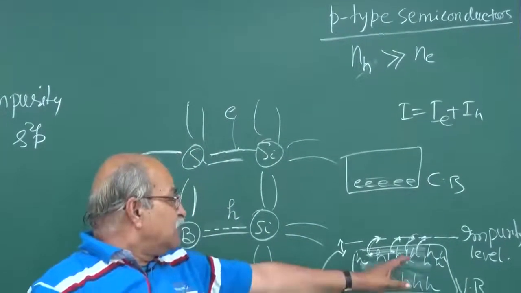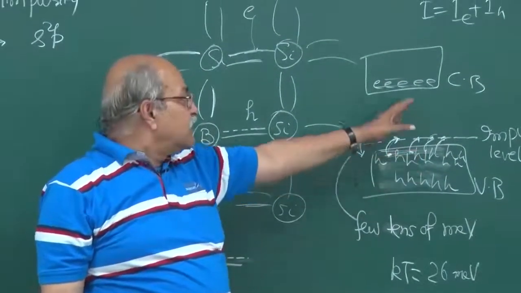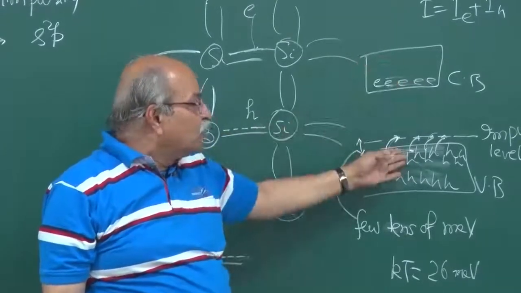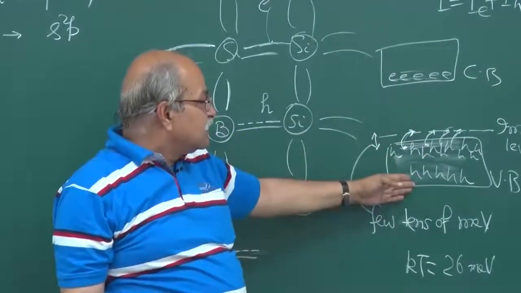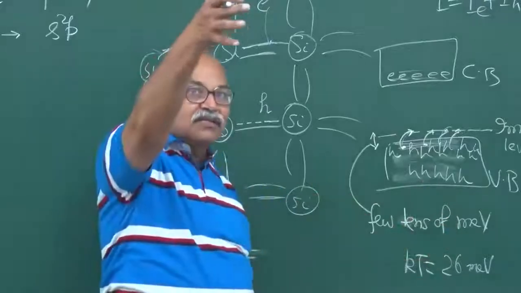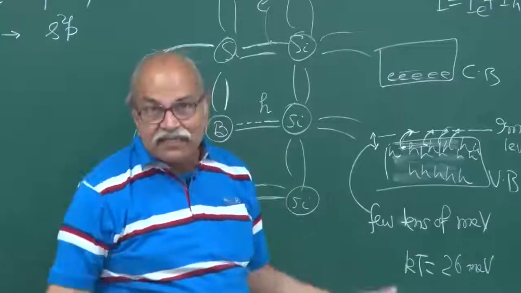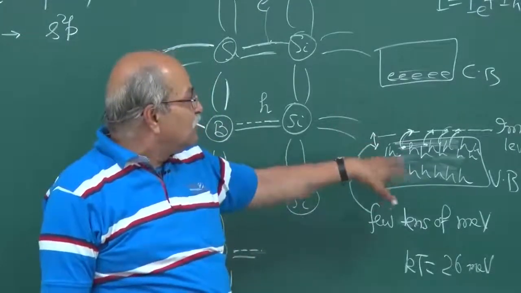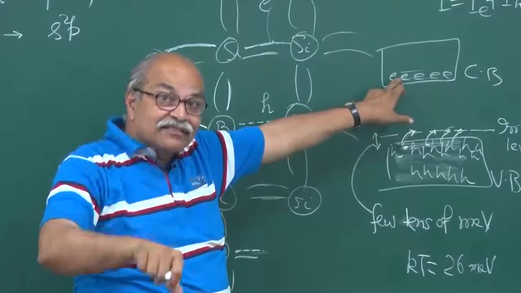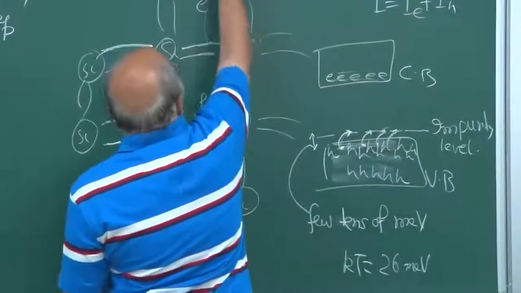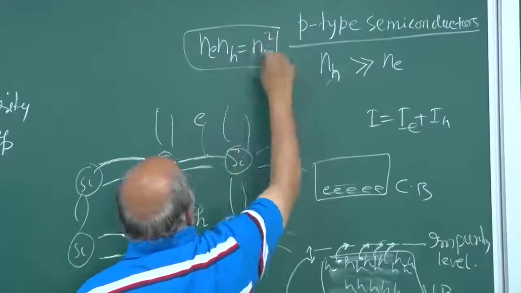Once again, if the number of holes is much larger here, then the probability of an electron coming and falling into some hole will increase. If you have fewer holes, then there is some probability, but if there are too many holes and some electron is there, then the probability of it falling into this hole or that hole will be much larger. And therefore, through recombinations, the number of electrons will reduce from intrinsic. So that same equation will hold: Ne into NH is equal to Ni square. So that holds here also.